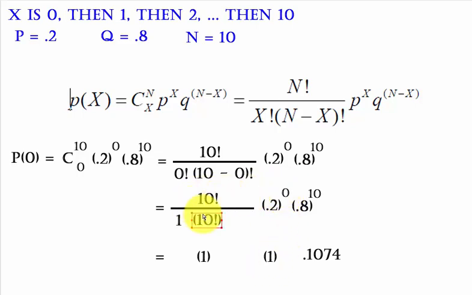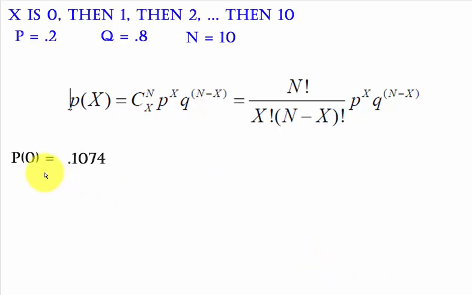So we got this part is 1. Second part is 1. 1 times 1 is 1. And then 0.8 raised to the 10th power is, we rounded it off to that, 0.1074. And that is your answer for the first one. In other words, the probability that all 10 of these guys will miss it is about 10.74%. I'm going to do the next one for you.